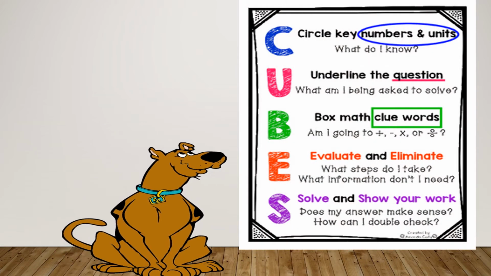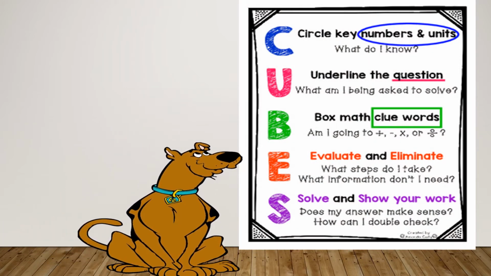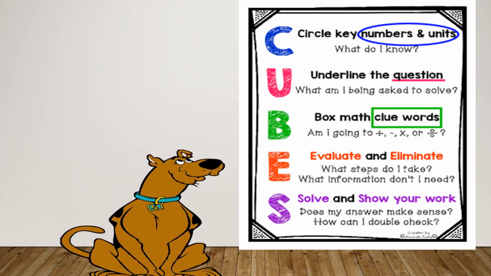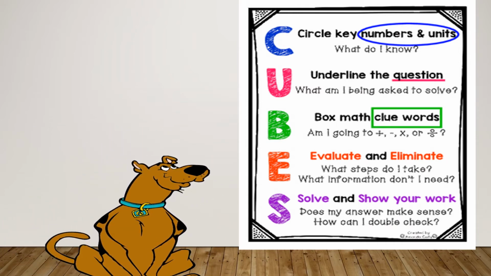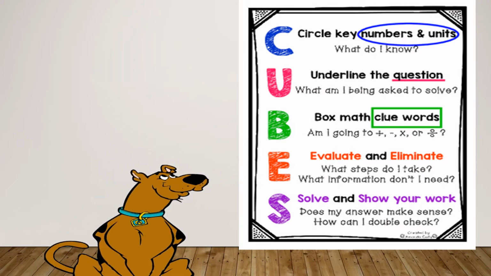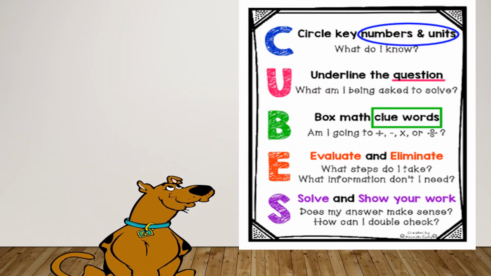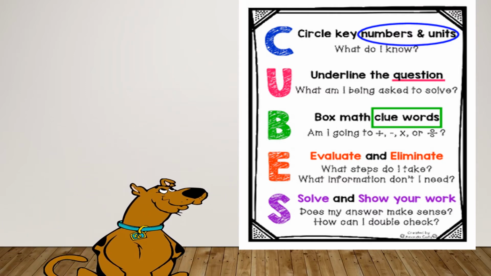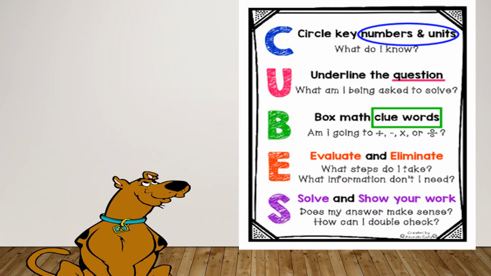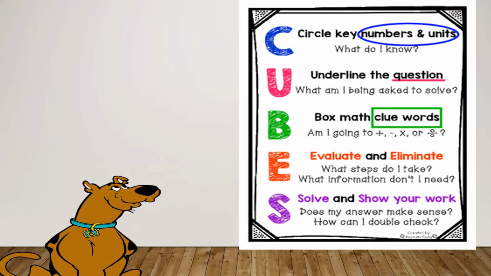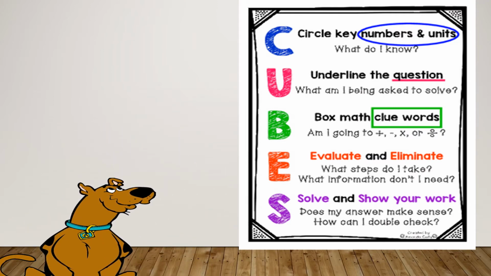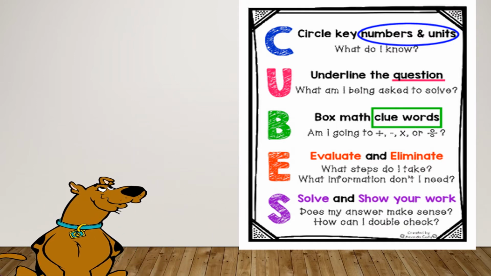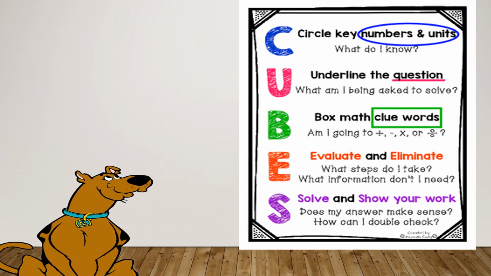Well, what advice do you have for us, Scooby-Doo, when we're solving subtraction word problems? Well, Scooby advised us to use CUBES. C tells us to circle any key numbers and units. U, underline the question. B, box any math clue words. E, evaluate and eliminate. Finally, S, solve and show your work.